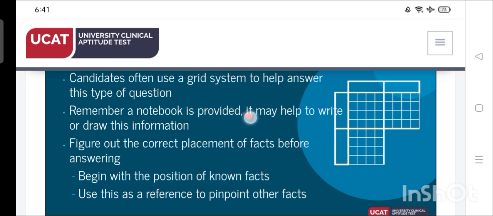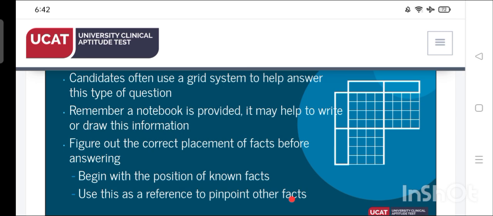Remember, a notebook is provided. It may help to write or draw this information. Figure out the correct placement of facts before answering. Begin with the position of known facts. Use this as a reference to pinpoint other facts.